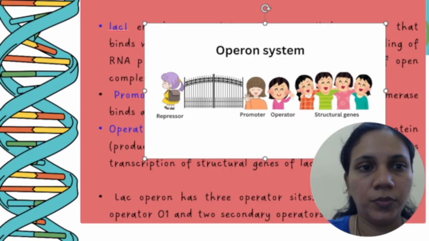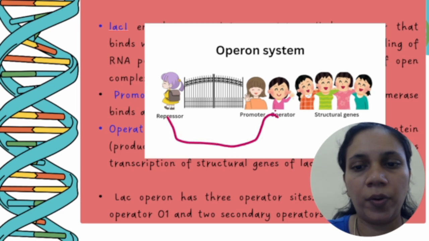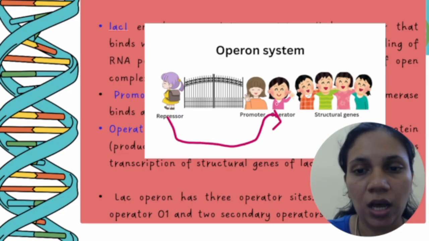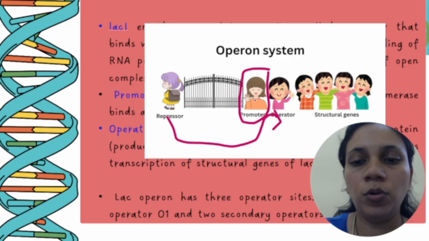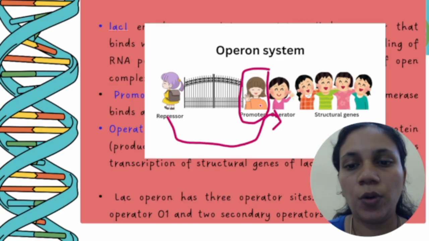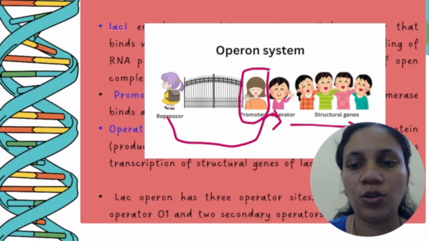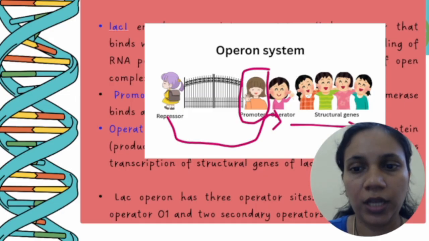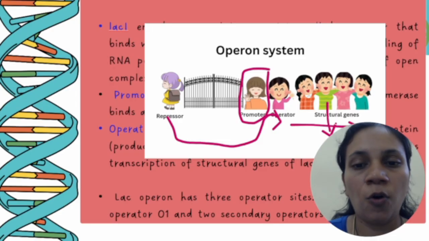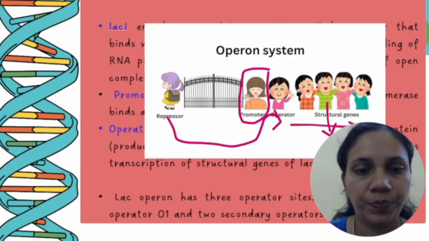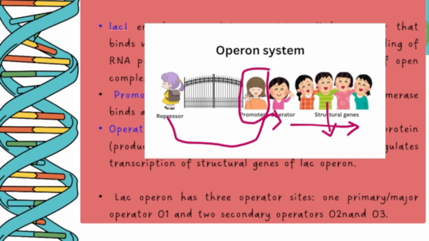So this repressor goes and binds to the operator. It creates structural changes there, and it hinders the binding of the promoter and the DNA polymerase. As a result, the structural genes cannot be transcribed. That means it is not going to produce any of those proteins which are required for the lactose operon. So this is how these enzymes work.